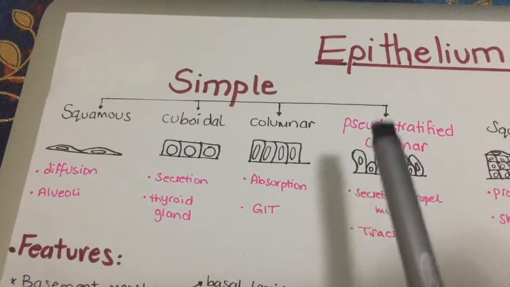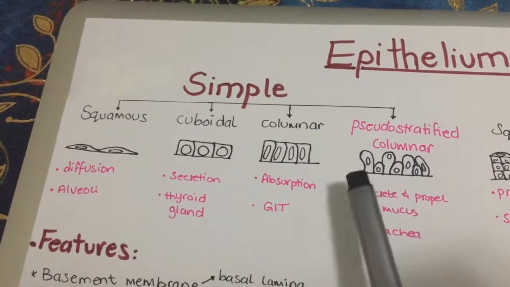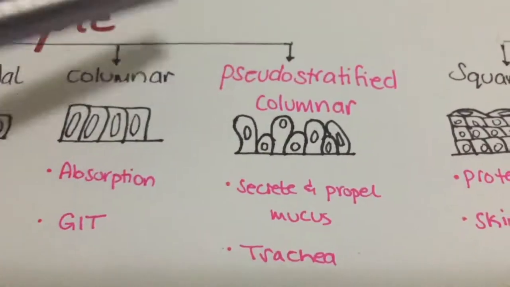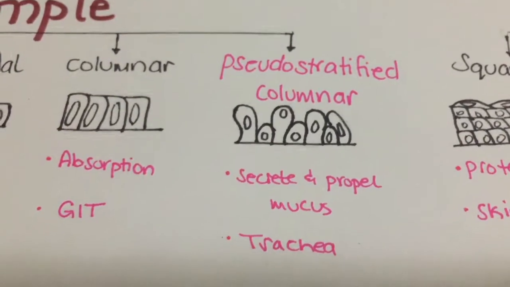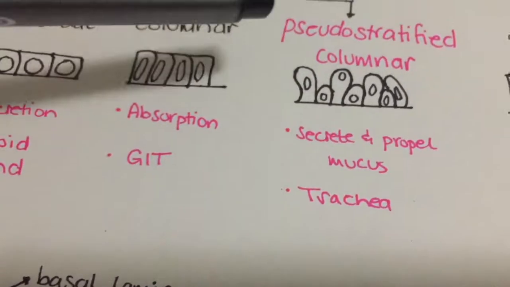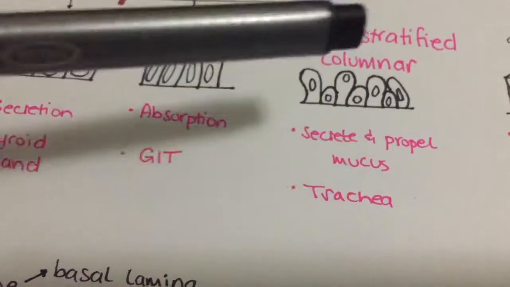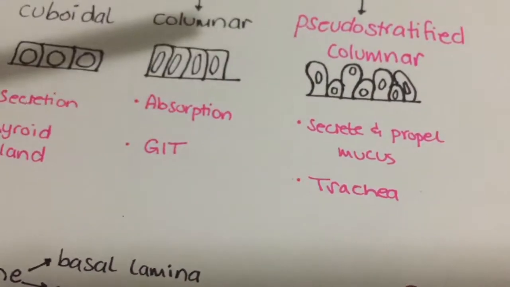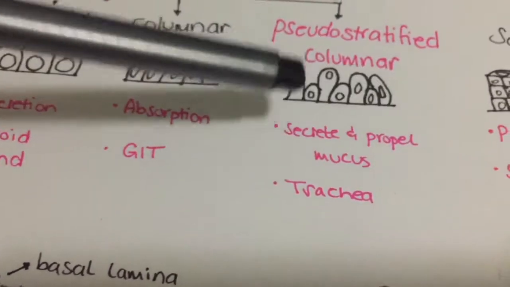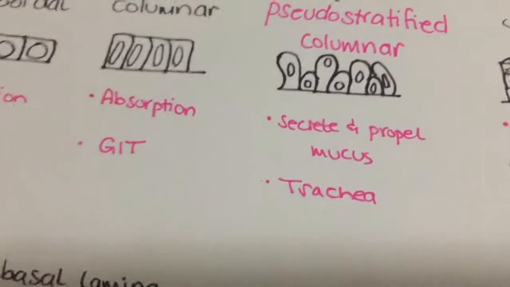Basically, it's rectangular or long, so it's columnar, but it's pseudostratified, or false stratified, because under the microscope it looks like it's more than one layer, since there are different nuclei levels. Some nuclei are above, some are below. So it looks like there's more than one layer, but it's actually only one layer.